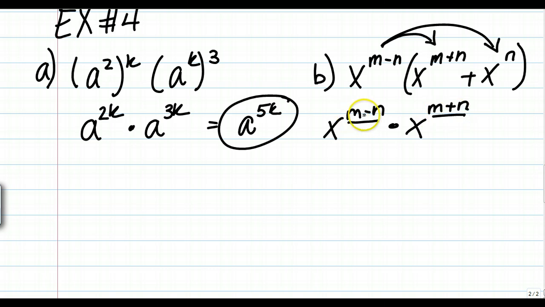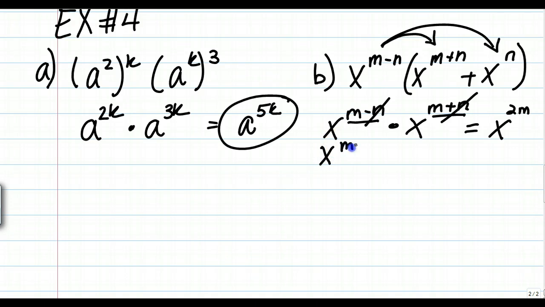So we have m plus m, and we know our base number is still going to be x, so I'm just going to write that. But we're looking at our exponents, and we would add them just like we added the 2k and the 3k. So here I have m plus m, which is 2m. And you know that my n's are going to go away, so I don't write anything, because a negative n plus a positive n cancels each other out. Let's look at the next one.